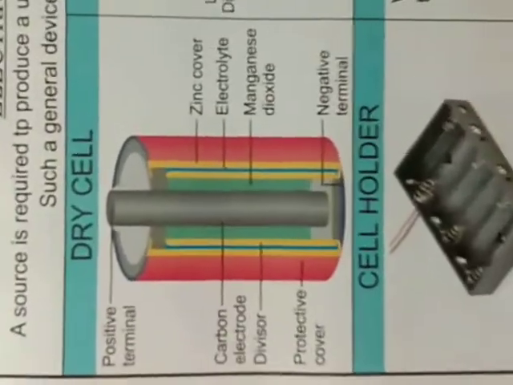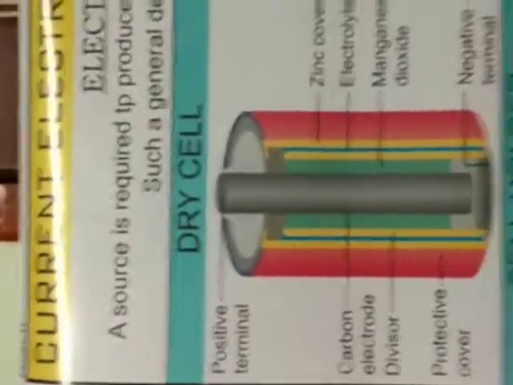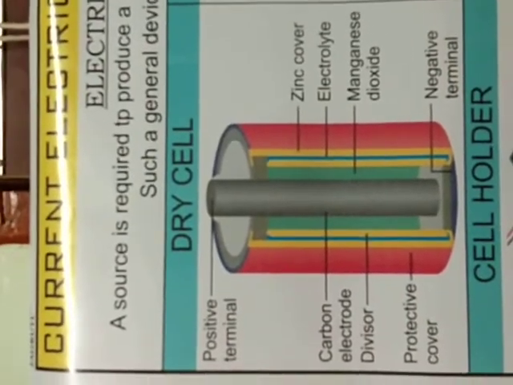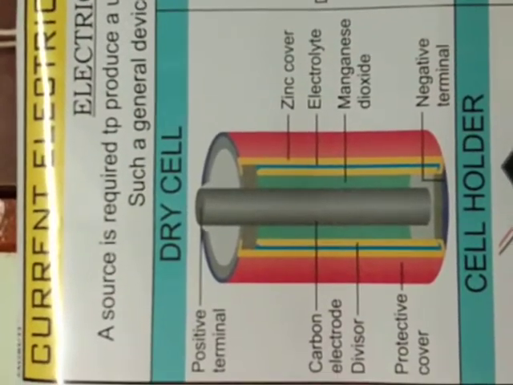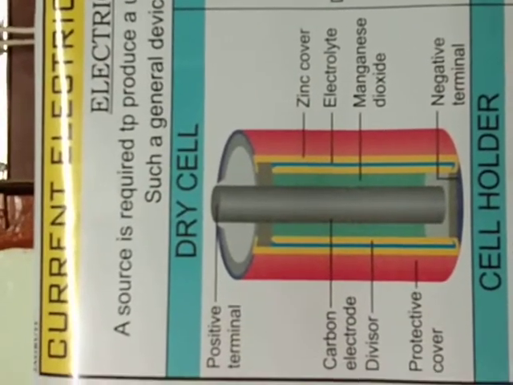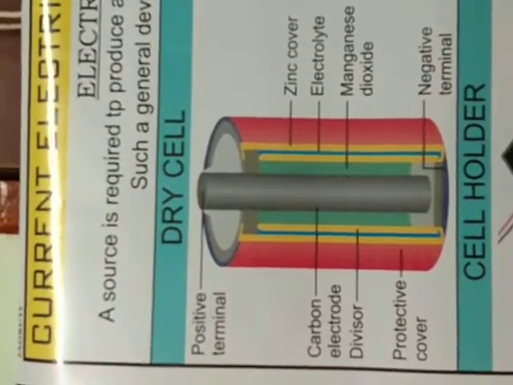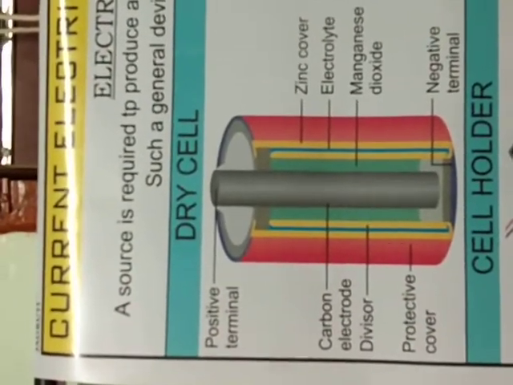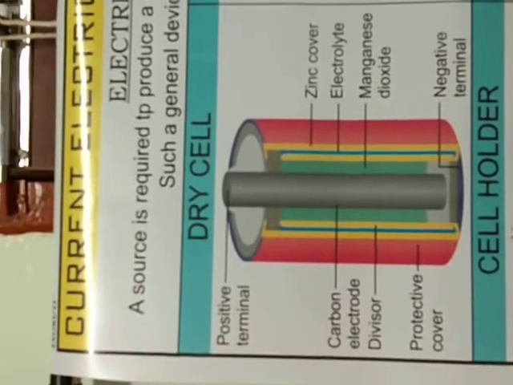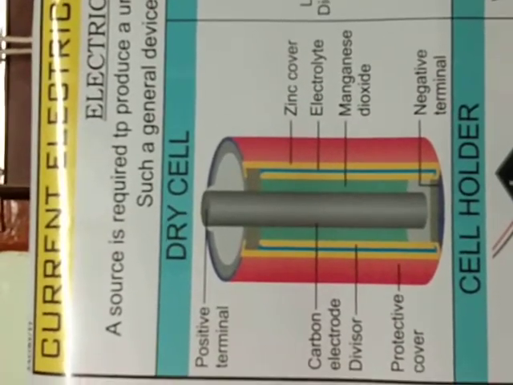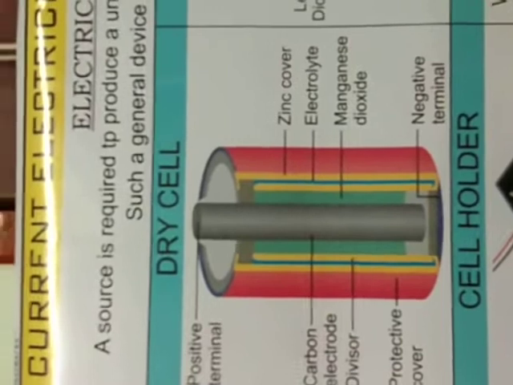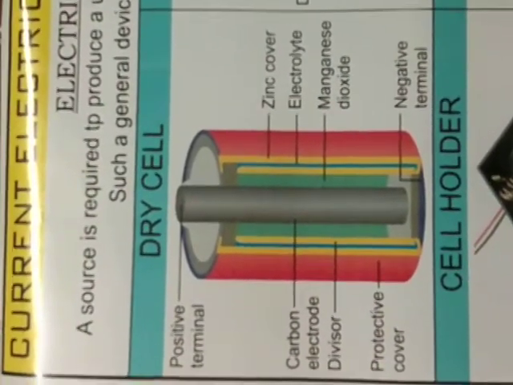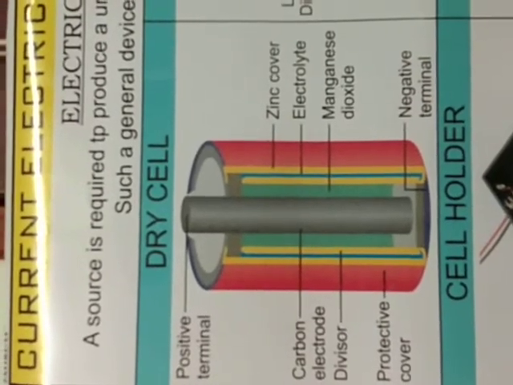First of all, we see the dry cell, which has a positive terminal and a negative terminal. The positive terminal is at the upper side and the negative terminal is at the bottom side. It has a zinc cover, carbon electrode, electrolyte, divider, manganese dioxide, and protective cover. Listen very carefully. This diagram may be asked in your exam: draw a diagram of a dry cell.